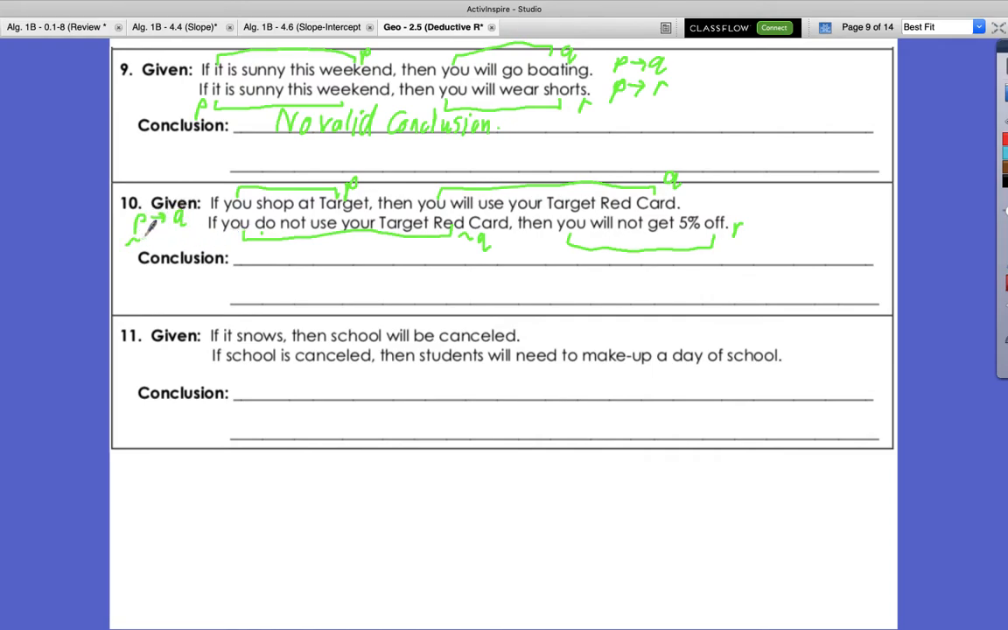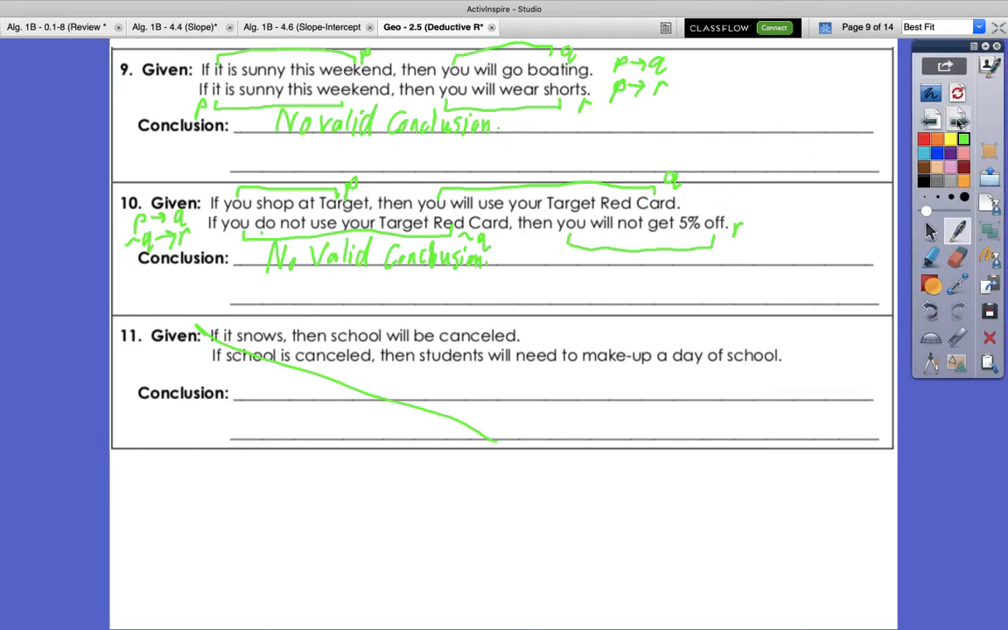and it goes if not Q then R. Well, even though we have Q and Q, they're different because one's normal and one's not Q. So we cannot draw a conclusion. Can't say anything about, hey, if you shop at Target, you won't get 5% off. Well, because what if they did bring their red? What if they did use their Target red card? We're going to skip 11. Okay, you can always go back and do it if you want and ask me about it later if you'd like.